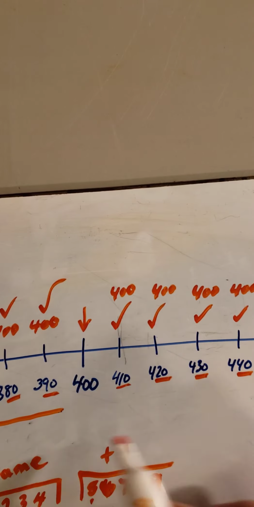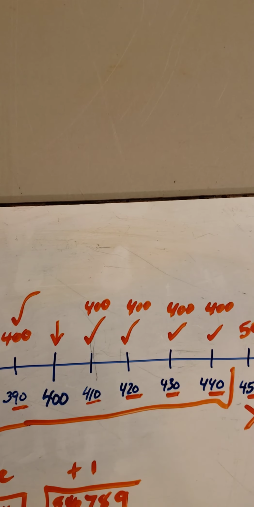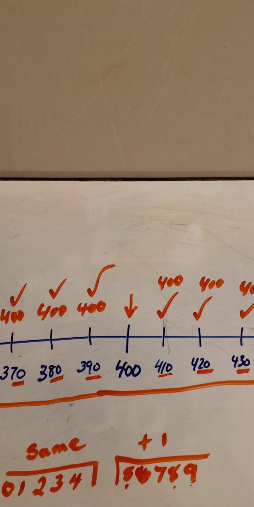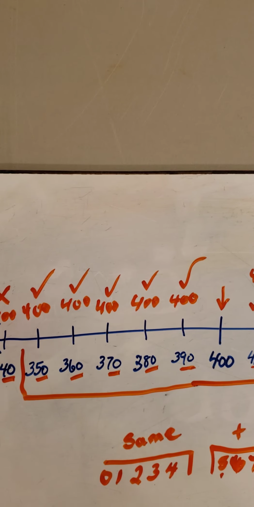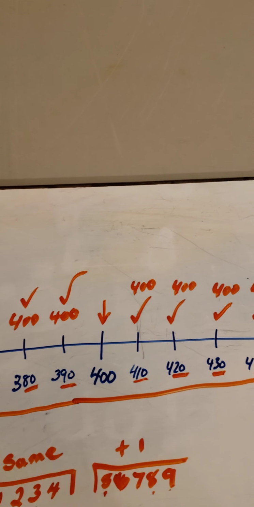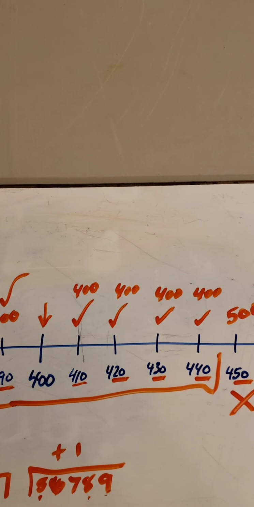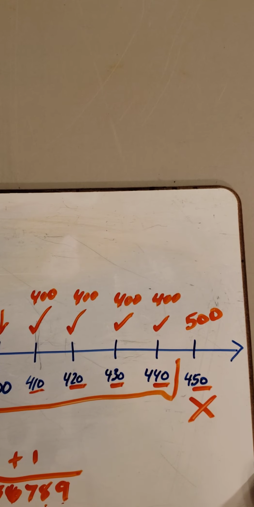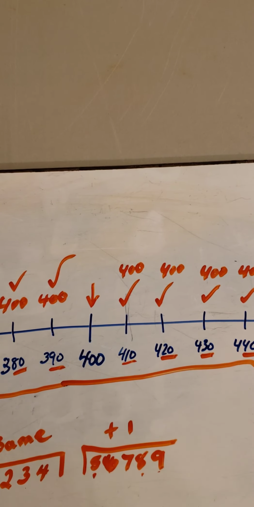So my choices are numbers that I could write down as my answers right here. All of these. You can't even see all of them unless I move the board. 350, 360, 370, 380, 390. Of course, 400 would round. 410, 420, 430, and 440. So all of those are options.